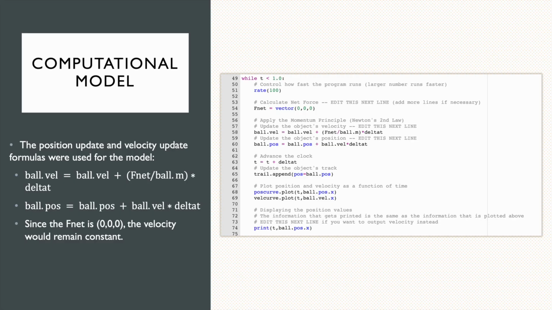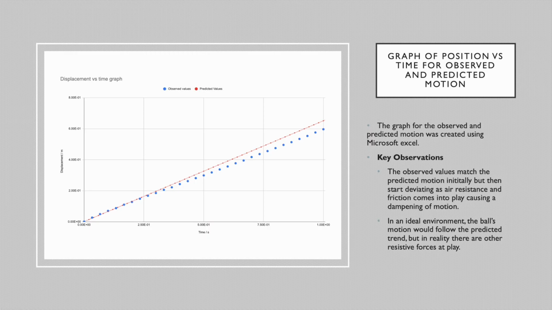For the computational model, I used two main formulas, the position update and the velocity update formulas. So this is the code that I put in the computational model. The time of my experiment was 1 second, and since the net force is 0, the velocity should remain constant. It shouldn't change. So this is the graph that I observed, graph of position versus time for the observed and the predicted motion.